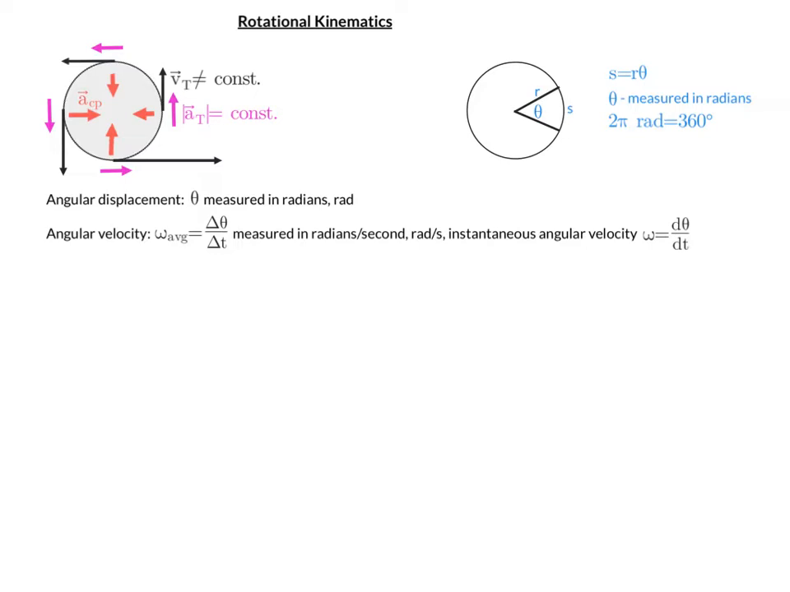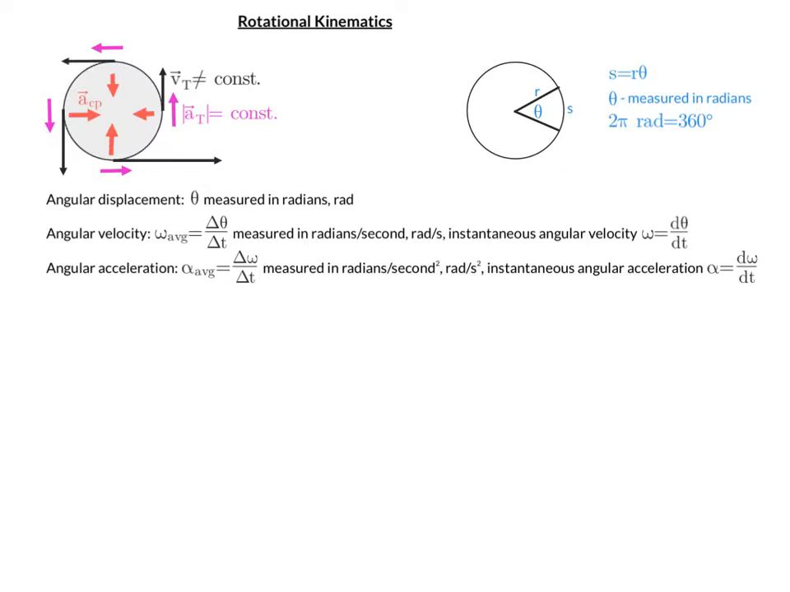Then the angular velocity has the symbol omega, and the average angular velocity will be the change in angular displacement divided by time, so delta theta over delta t, and that's measured in the units for theta, which are radians, divided by the units of time, which are seconds, so it's radians per second. We can also talk about the instantaneous angular velocity, where we look at the limit in which delta t approaches 0, and that becomes a derivative. So the instantaneous angular velocity omega is d theta dt.